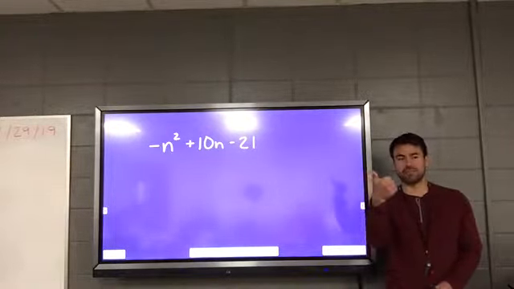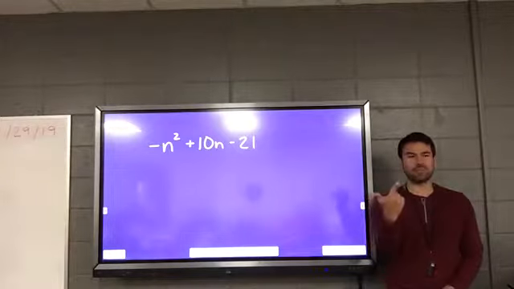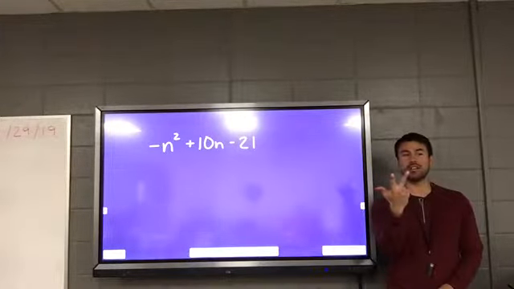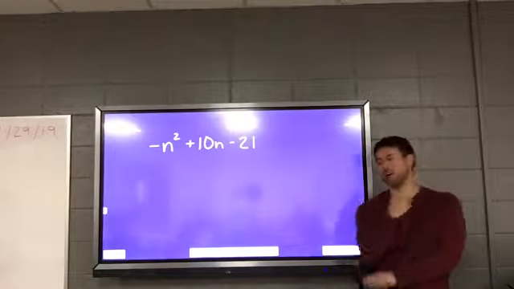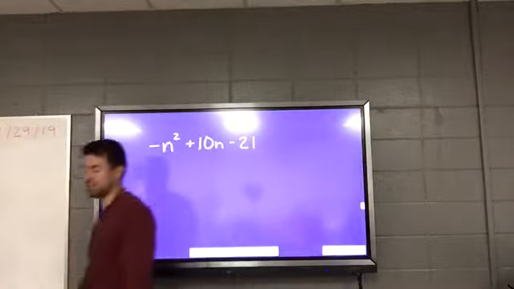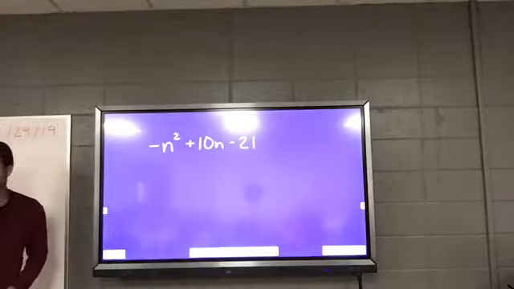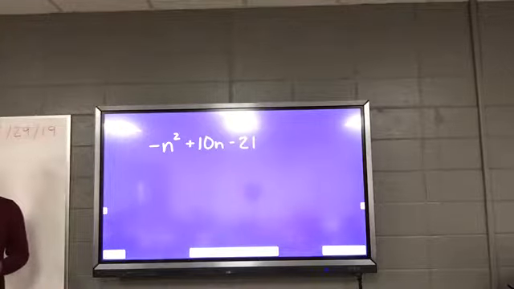Trinomial? Yep. Standard form? Yep. Lead coefficient? Is it 1? No, it's negative 1. You're correct. It's not prime. It can be factored. Do you just divide everything by -1? Yes.